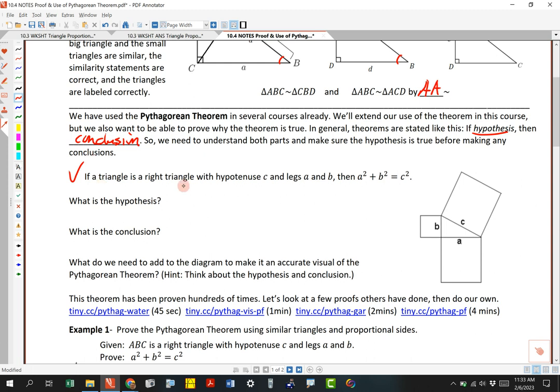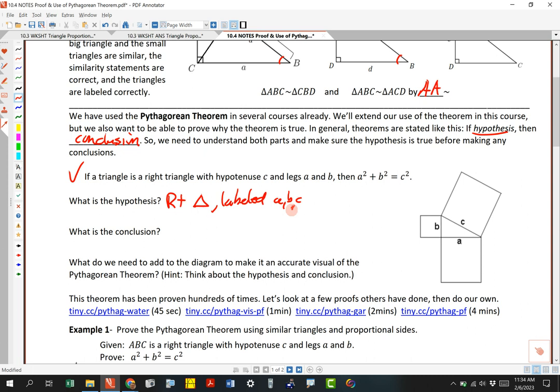If a triangle is a right triangle with a hypotenuse C and legs A and B, then A squared plus B squared equals C squared. So the hypothesis part of this is what? What's the if part? Lizzie? If we have a right triangle with a hypotenuse labeled C. Yep. So if we have a right triangle and it's labeled accordingly, okay? So I'll write labeled A, B, C accordingly, okay? So if we do that, what's the conclusion, Wilson?